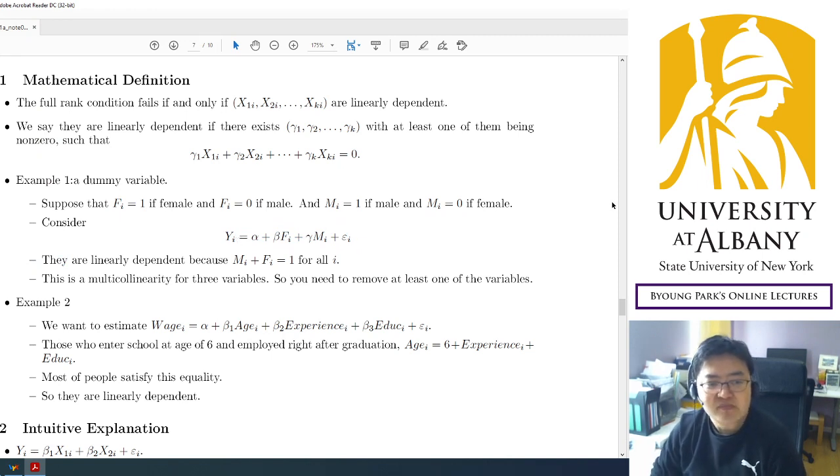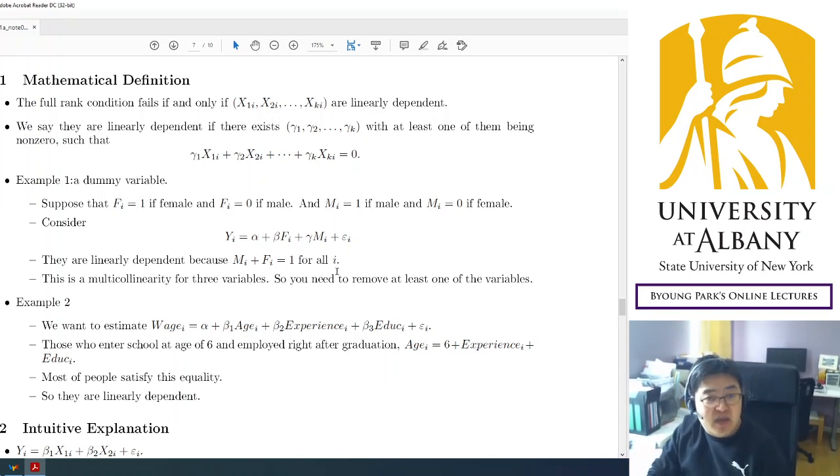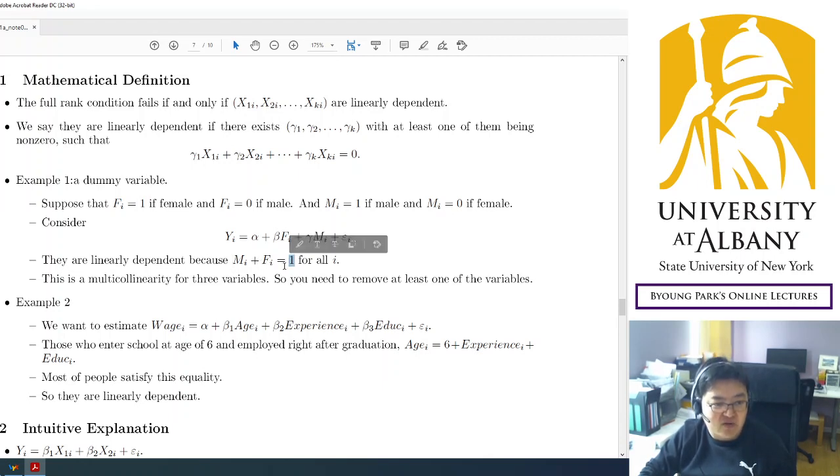Your code, your program will result in an error. It will not run at all, because mathematically speaking, these two dummy variables are linearly dependent, because anyone is always either male or female. So either m equals 1 or f equals 1. And when one equals 1, automatically the other equals 0. So if you simply sum these two dummy variables without any weight, you will get 1. And by the way, then it is not 0.